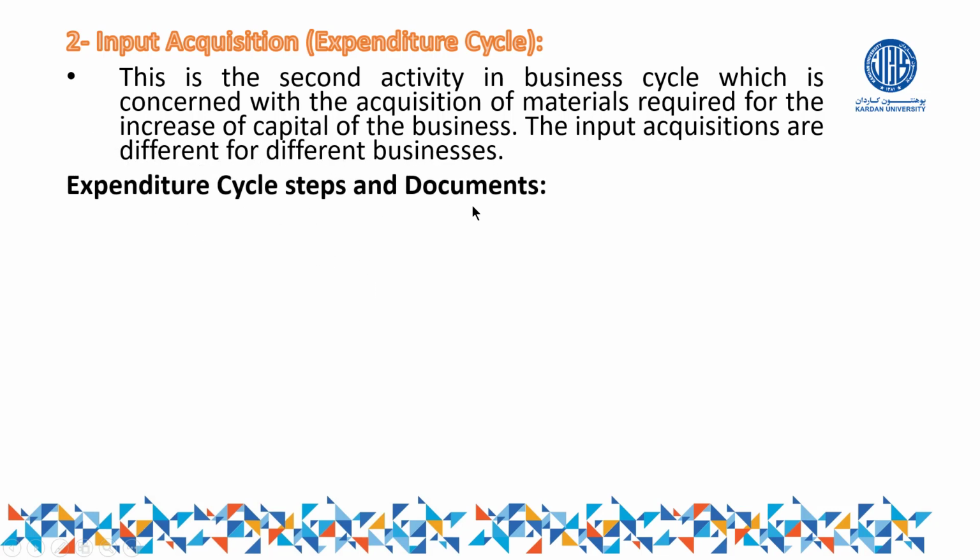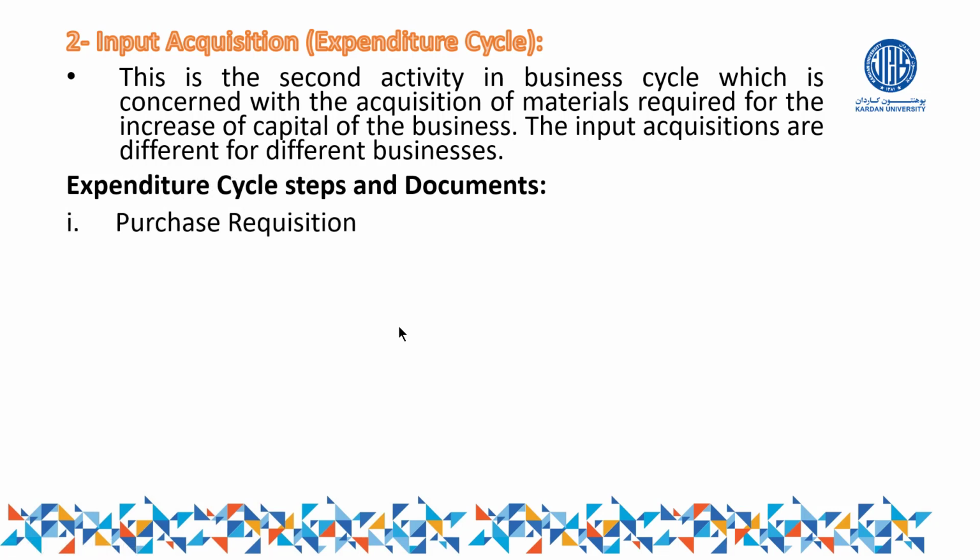Expenditure cycle is steps and documents. Basically, these are the common steps, but I am not saying that this is for the whole organizations. It depends on the nature of the organizations, on the size of the organizations, whether it's a profit-making or a non-profit making organization. The expenditure cycle might be different, but these are just common points that might be available in the case of each business or organization. What are the points? Let me show you.